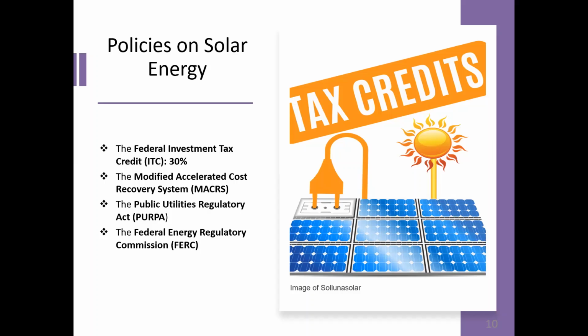The next one is the Public Utilities Regulatory Policies Act, PURPA. The PURPA requires utilities to buy power from independent companies that could produce power for less than what it would have cost the utility to generate this power. This is called the avoided cost.